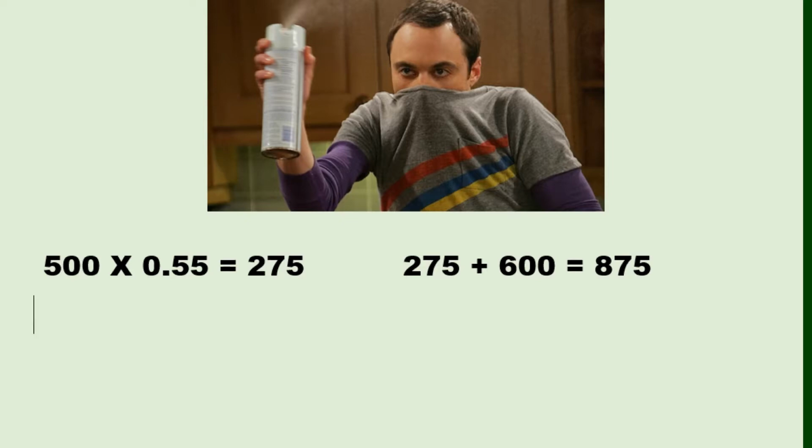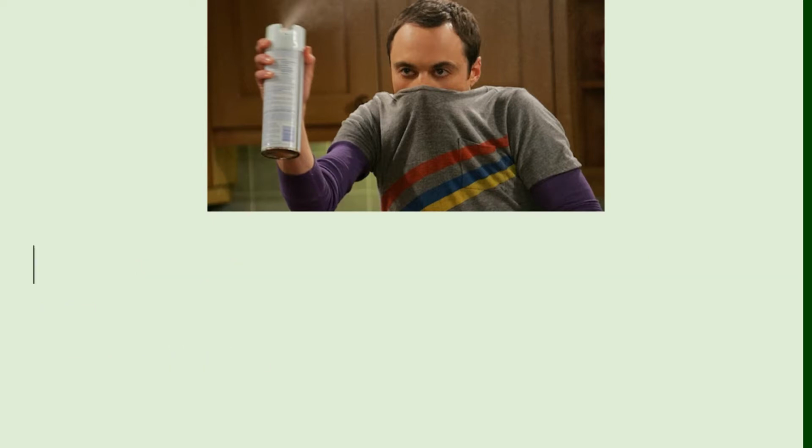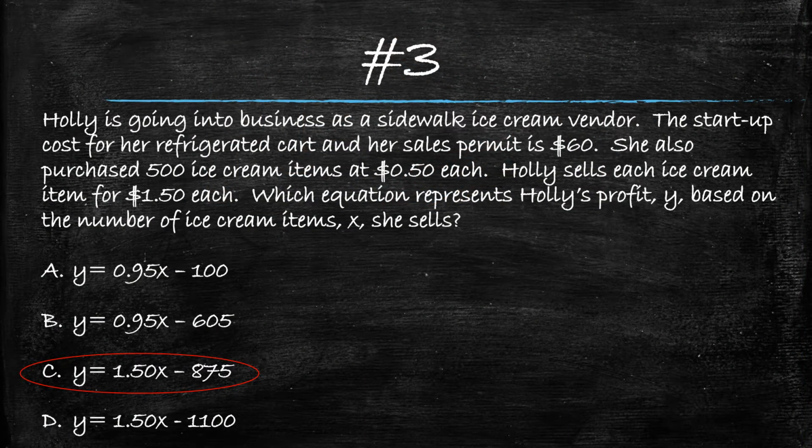Now you are going to find your slope, and your slope is easy because later in the question it says Holly sells each ice cream item for $1.50 each. So that would be the slope. Now let's see if this matches up with any of our answers. Y equals 1.5x minus 875. And so the right answer would be C, y equals 1.5x minus 875.